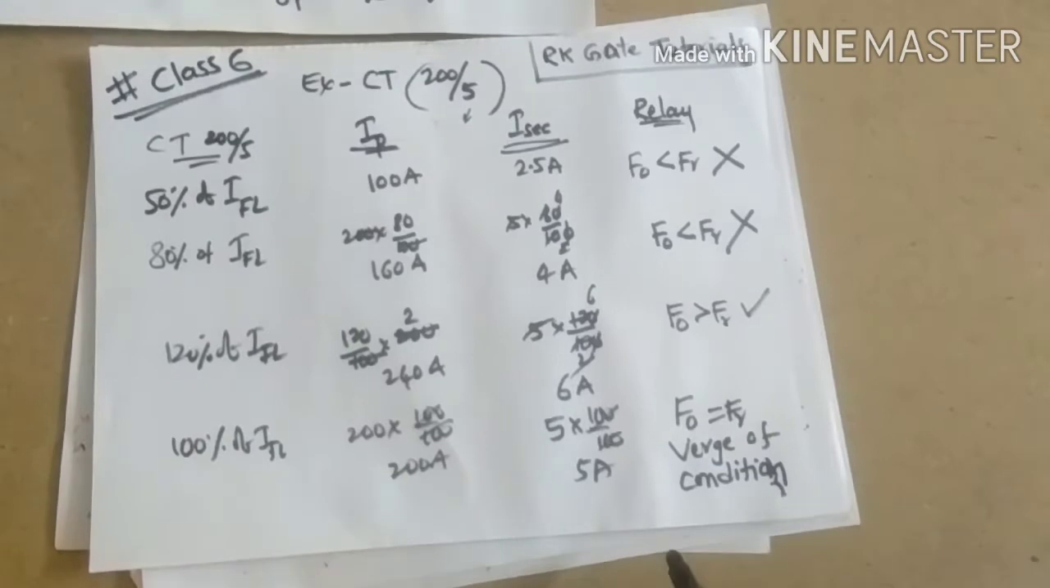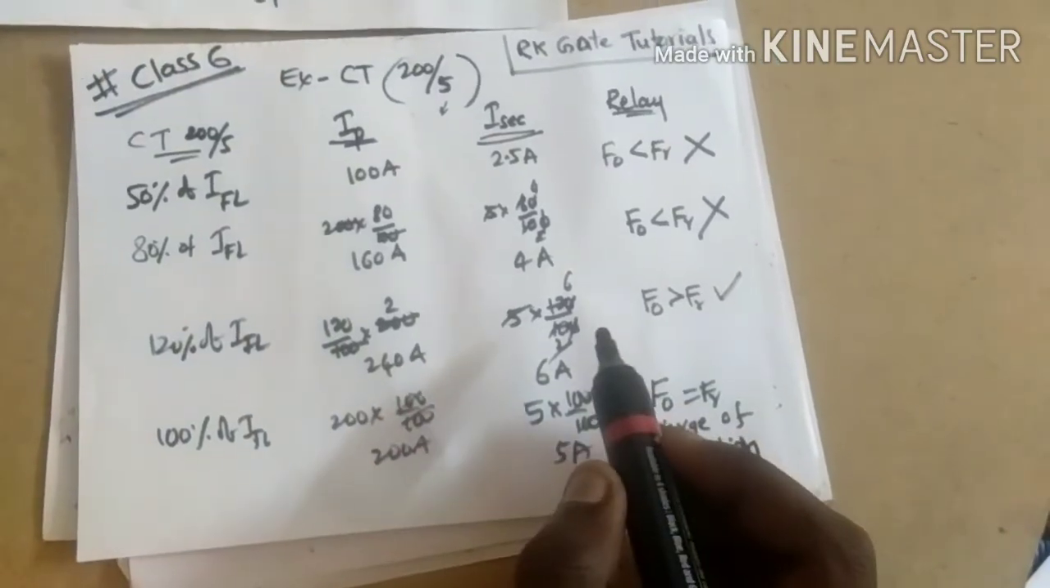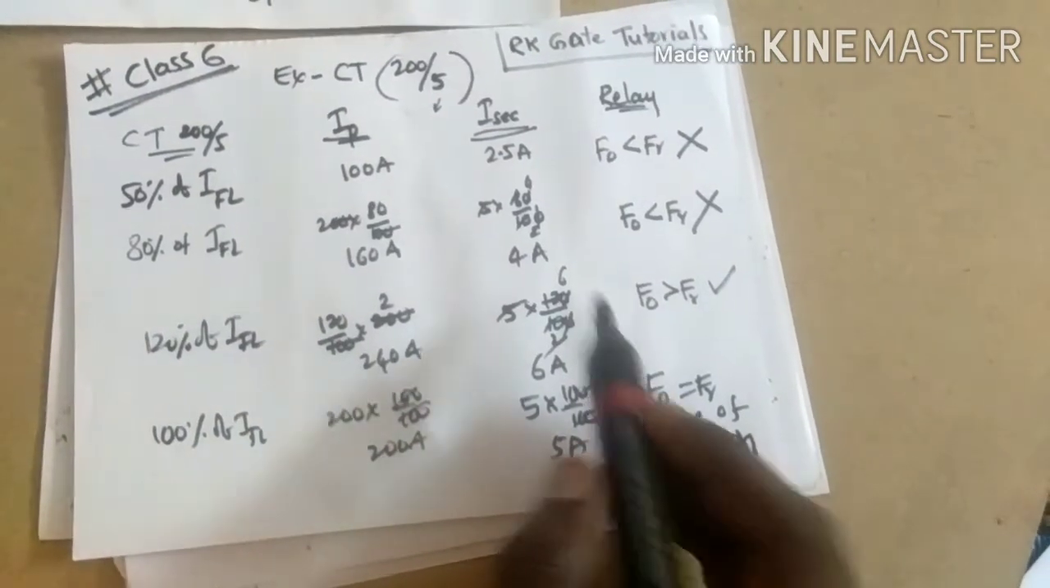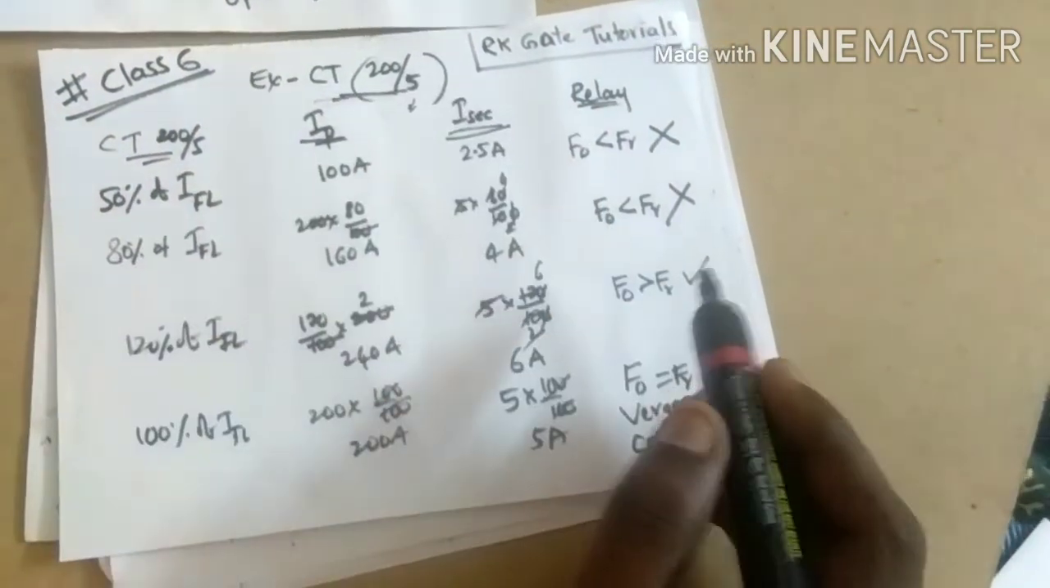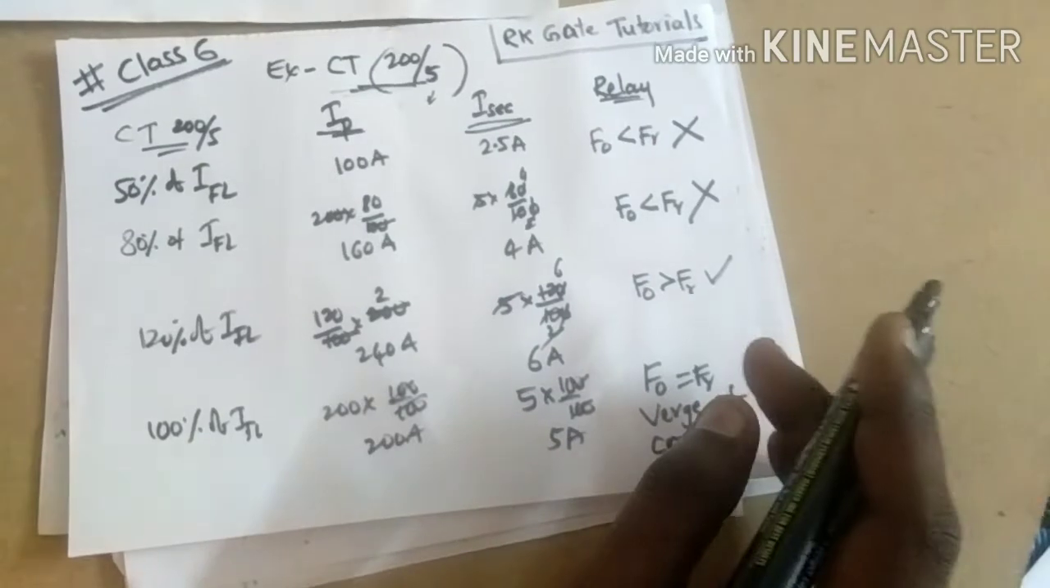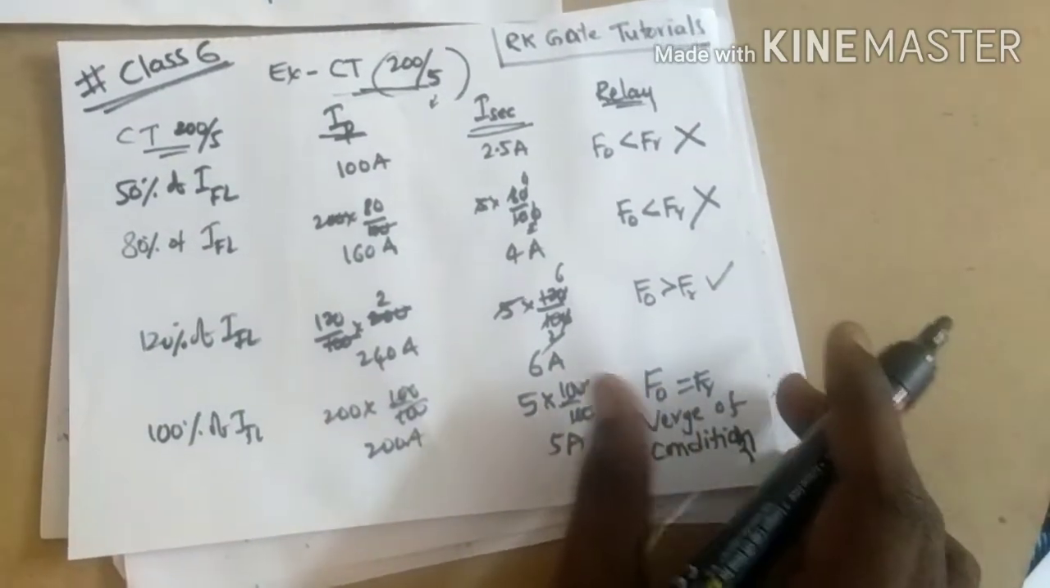So this is how the relay and circuit breaker will act according to the current transformer rating. This is what we have seen, and it is one of the important topics.